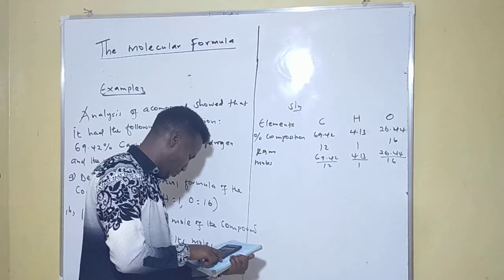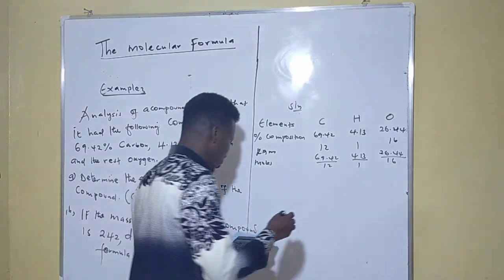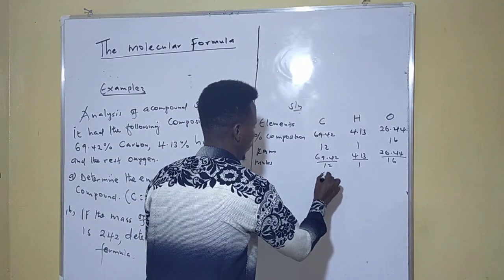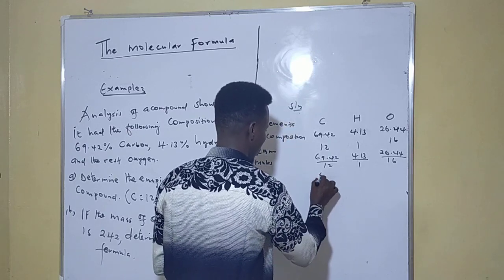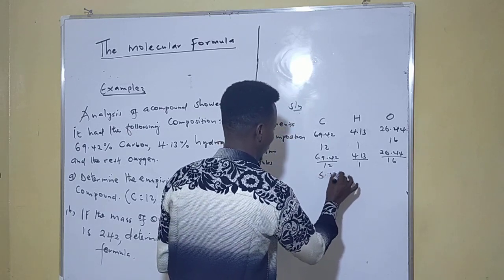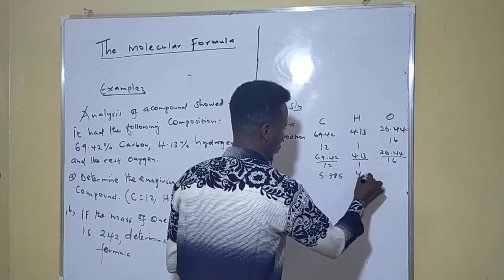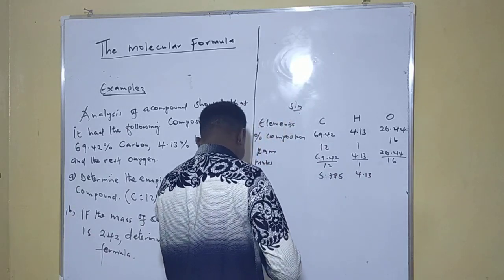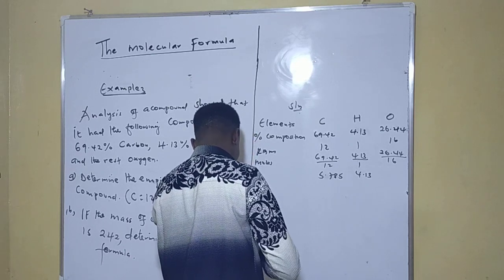69.42 divided by 12. So that is 5.785. Okay? Then this is 4.13, and that one is 26.44 divided by 16.